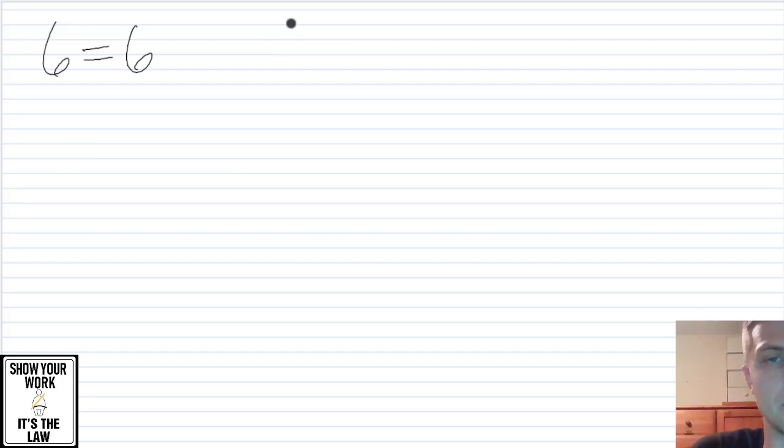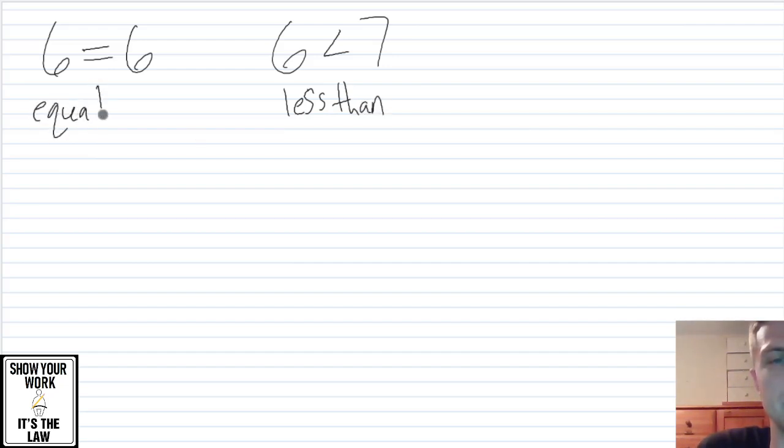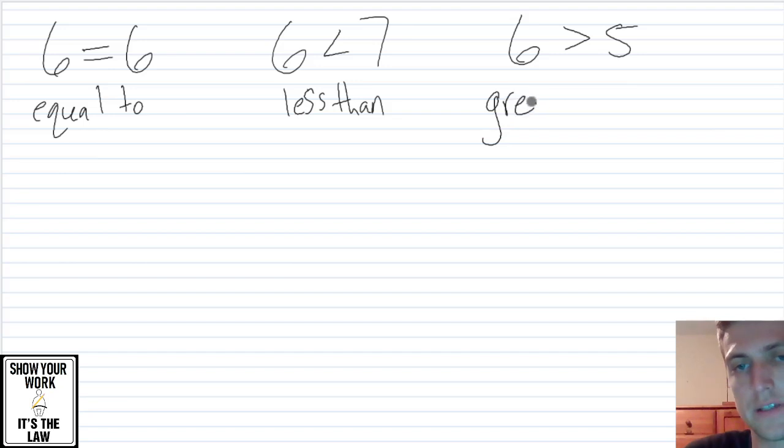We can have 6 and 7. 6 is less than 7. That's what this means. Less than. Put your English to it. Less than. Equal to. All these new symbols just mean something else in English. Or we can have something like, what do we do here? We point our little doohickey the other way. Greater than. So these new phrases give us relationships between two numbers.